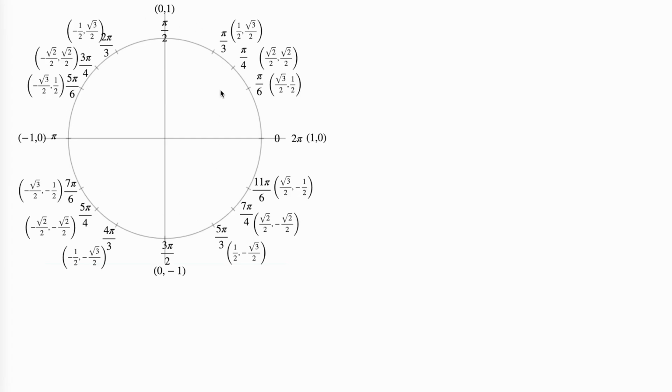These are all the coordinates for your unit circle that you need to know. The x coordinates are the cosines. The y coordinates are the sines. So if somebody asks you, what's the sine of 5 pi over 6? You go over here, you look at the y, it's 1/2.